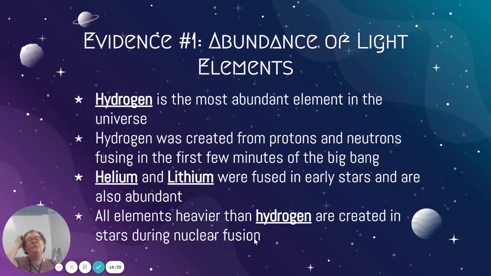All right, there are 3 main pieces of evidence that we're going to look at for the Big Bang. The first is the abundance of light elements. Light elements as in not heavy, right? Hydrogen is the lightest element, and it's the most abundant element in the universe.